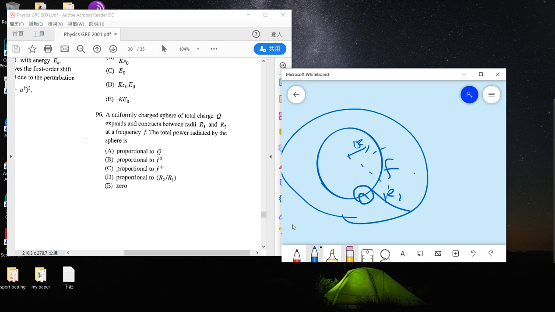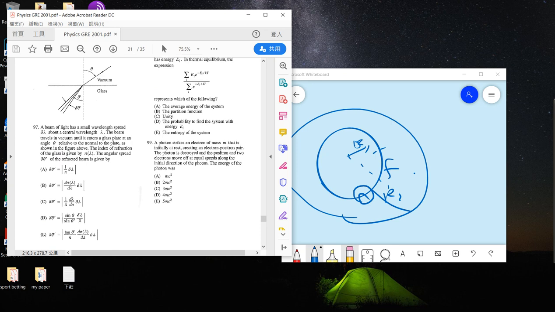Okay, so this is the difficult question, right? But you can see there is a symmetry, right? So symmetry, uniformly. So it expands inward and outward with the same frequency. So basically the total radiation power is 0. So the answer is E.